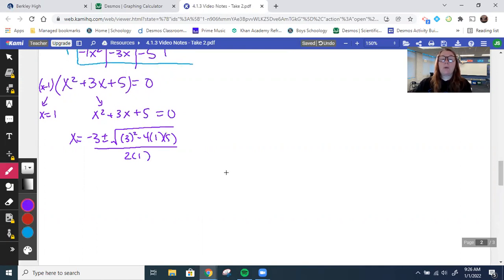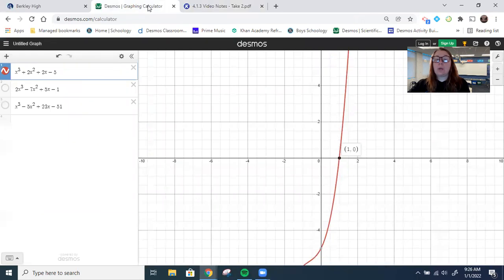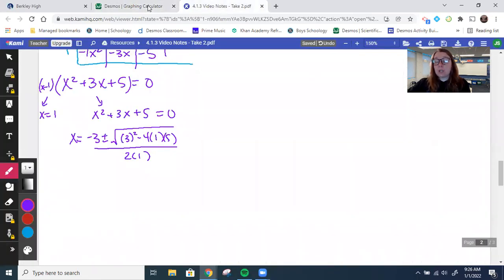And if I think back to what my graph looked like, it only had one x-intercept. So here it is again, there's only one x-intercept. It's cubic, so I should expect 3 solutions. There's only one x-intercept, so I should expect my answer to have imaginary numbers in it.